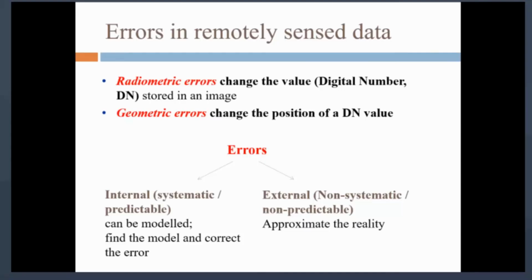And both these types of errors can be systematic, that means you can predict it. So we call them internal errors. The others could be non-systematic or non-predictable. We call them external errors.